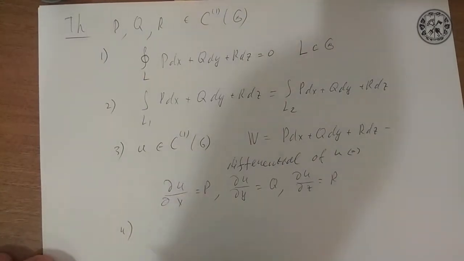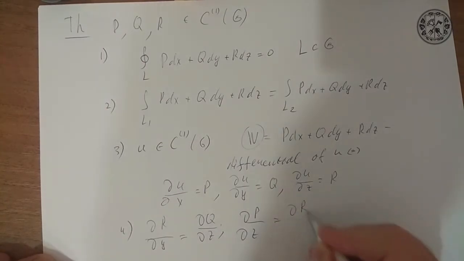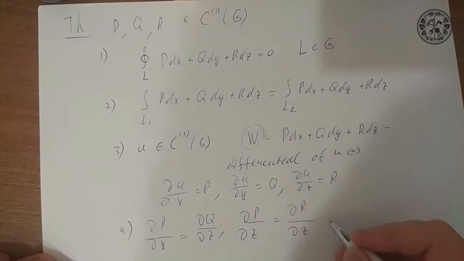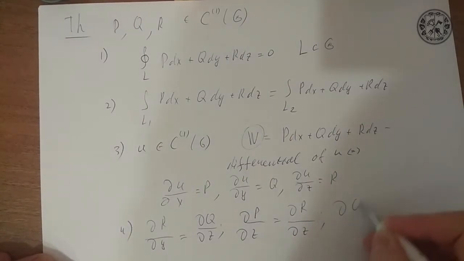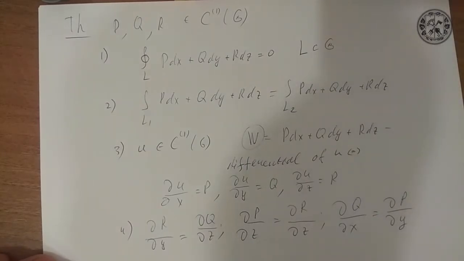And the fourth statement, that if we have this form w, then dr by dy equals dq by dz, dp by dz equals dr by dx, and dq by dx equals dp by dy. Sorry, we have to get x here.